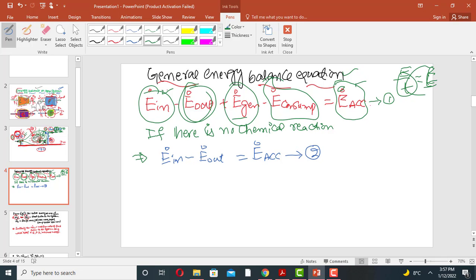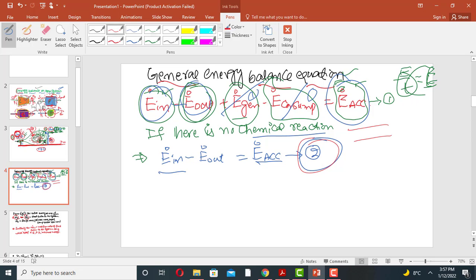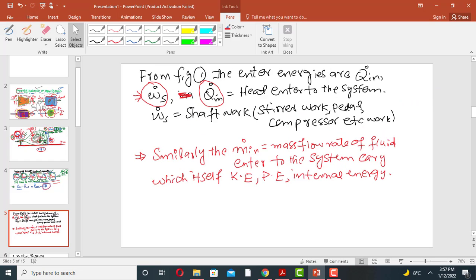So if there is no chemical reaction, then the energy generation and energy consumption terms will be 0. With no chemical reaction, the energy rate entering the system minus the energy leaving the system will be equal to the energy accumulated in the system, and equation number 1 will become equation number 2 after simplification.